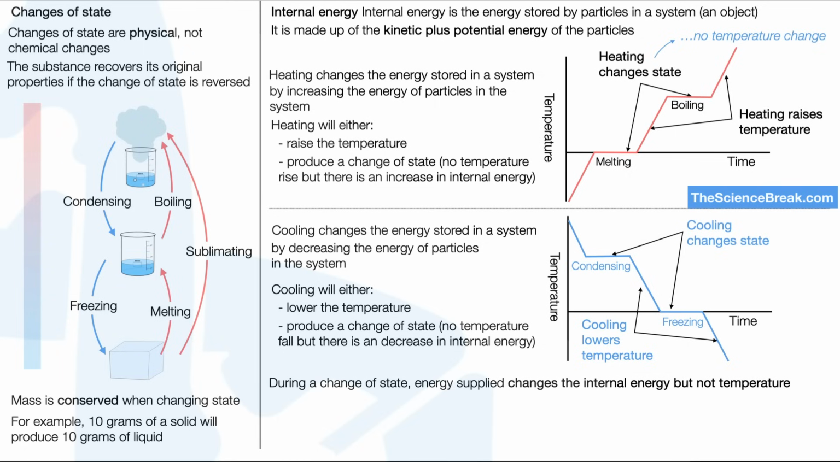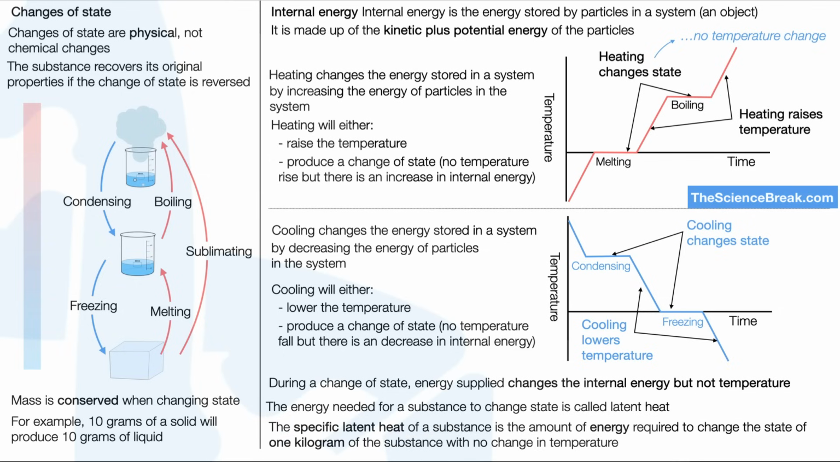However, the next thing we need to look at is something called latent heat. The energy needed for a substance to change state is called latent heat. There is a slightly more detailed definition that we need to know. The specific latent heat is the amount of energy required to change the state of 1 kilogram of a substance with no change in temperature. That's a definition you should know and remember and should be able to answer if asked in the exam.